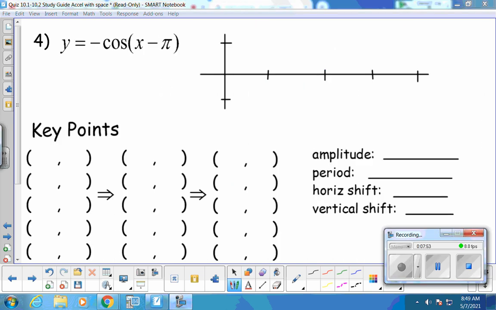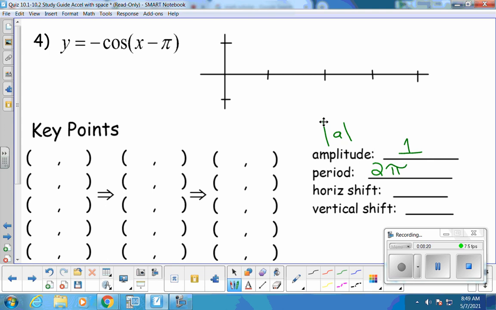Here we go. We are back to cosine. It looks like we have a negative out front. What's that going to cause? Flip. Flip it upside down. Now the question of the day is the amplitude negative what? No. An amplitude is a distance. So for amplitude, take the absolute value of a. So go ahead and just answer 1 for that. For the period, it's 2 pi over b. So it's just going to be 2 pi.